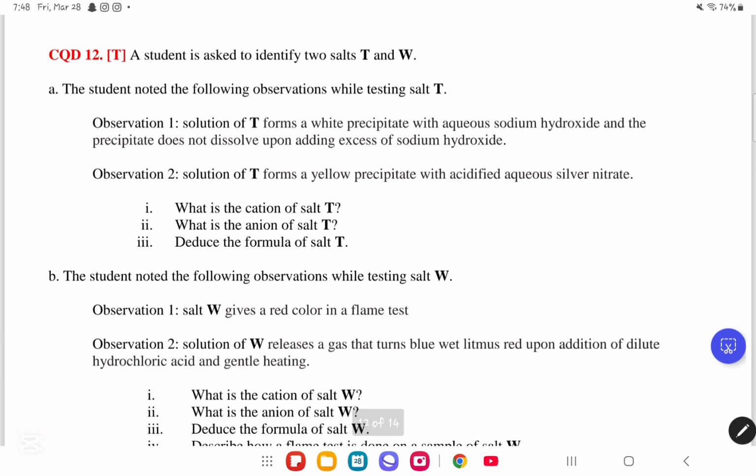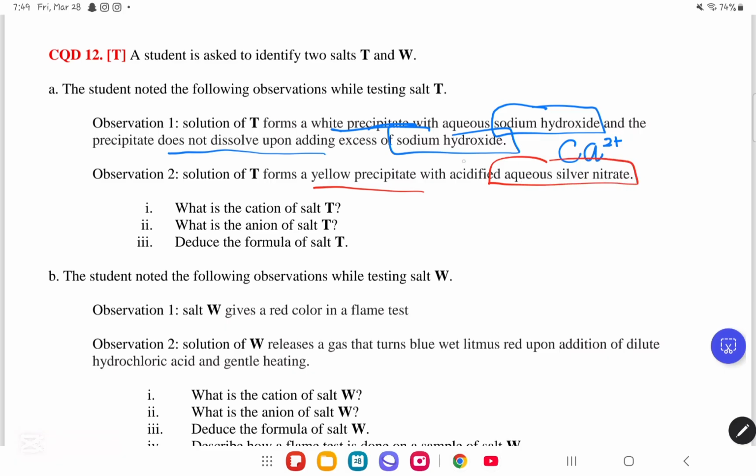Top, a student is asked to identify two salts, T and W. A student noted the following observations while testing salt T. Solution of salt T forms a white precipitate with sodium hydroxide, and the precipitate does not dissolve upon adding excess sodium hydroxide. Directly, we know that this is, first of all, Ca2+, calcium. Okay, however, solution of T forms a yellow precipitate with acidified aqueous silver nitrate, so this we note is I-. So the cation is Ca2+, the anion is I-, the compound is CaI2.